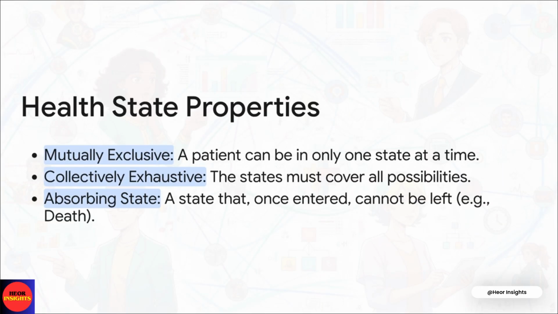First, they have to be mutually exclusive. A patient can only be in one state at a time. Second, they need to be collectively exhaustive, meaning you've covered all possible scenarios for the patient. And finally, you'll always have at least one absorbing state like death, which is a one-way door. Once a patient enters that state, they can't leave.